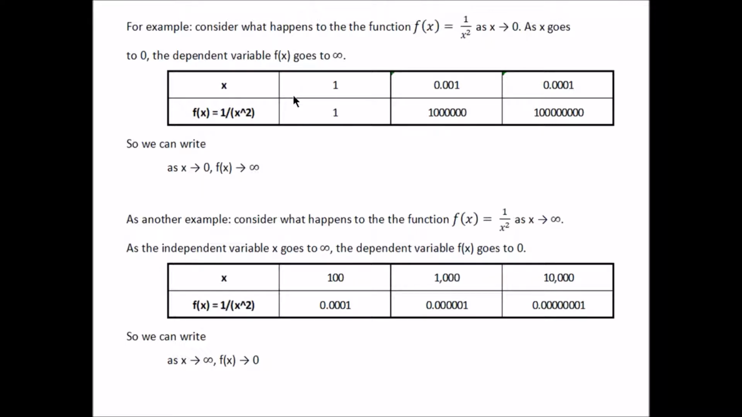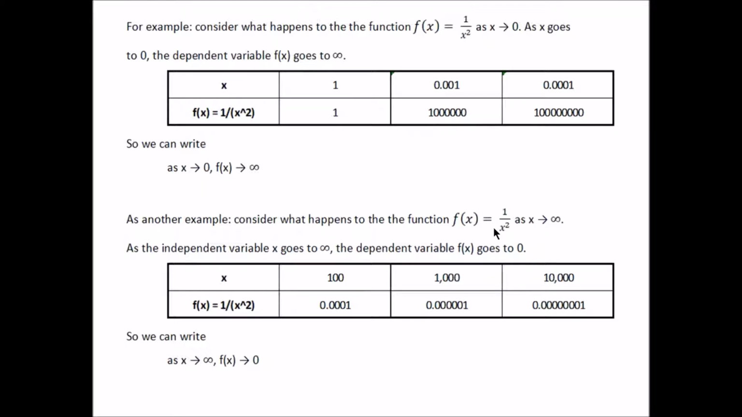We can see here by some calculations that f of x gets larger and larger. So we can write this as x goes to 0, f of x goes to infinity. And this is an example of why we don't want x to actually equal the number it's converging to. Because here it can't, right? If x was 0, we'd have 1 divided by 0, which we can't do.